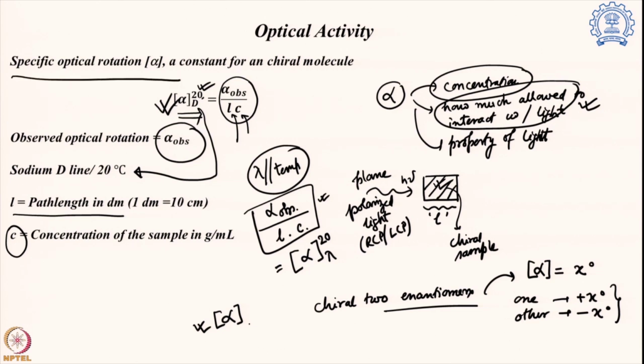And not only that, if we have a mixture of the samples, we can also find out what is the concentration of either of the enantiomers, and we can find out the enantiomeric excess, which is an important term when we discuss producing an optically active or chiral compound and finding out their purity. So we can do this experiment to find out how much is actually present with respect to one enantiomer.